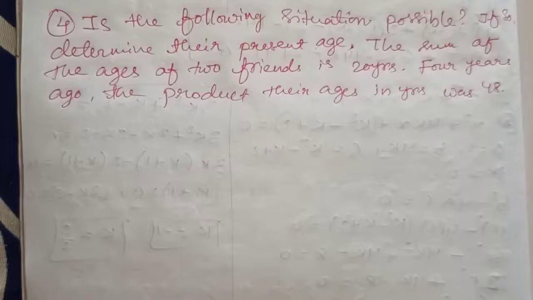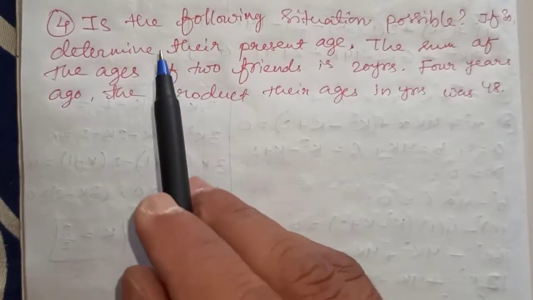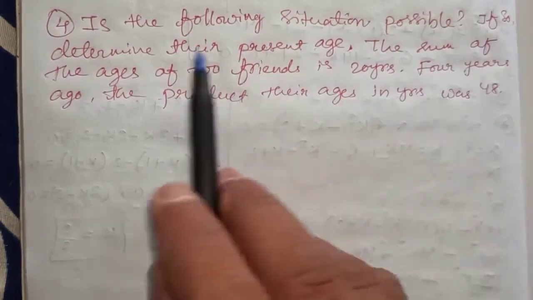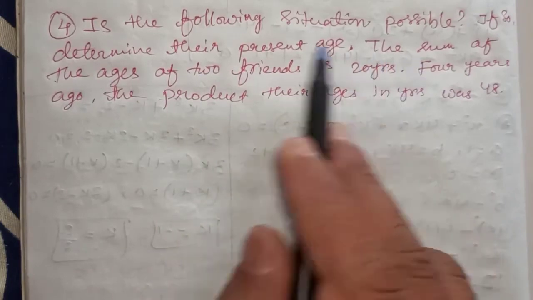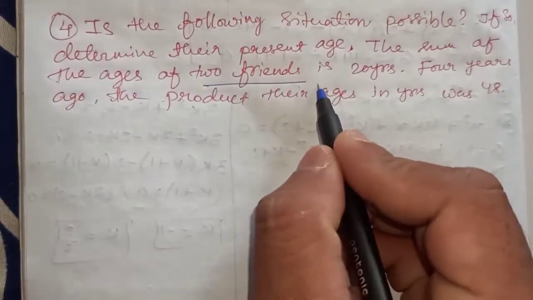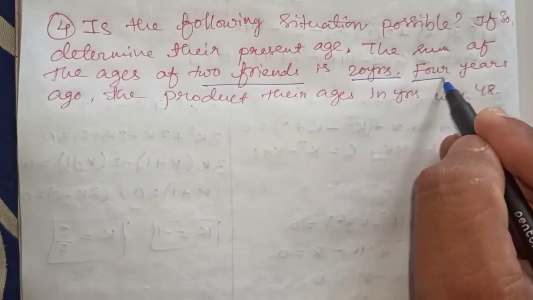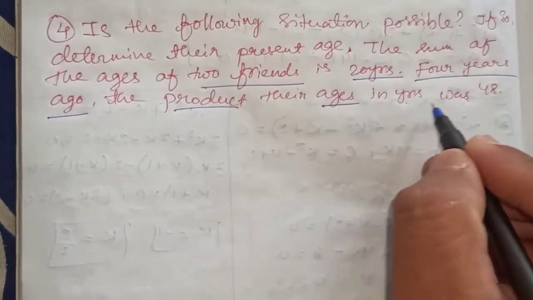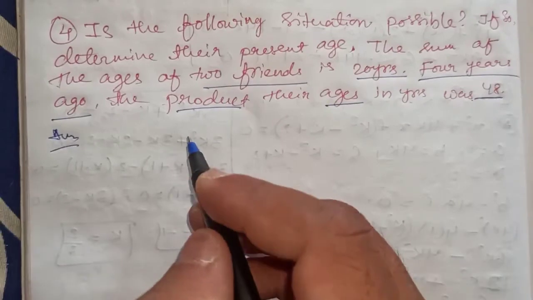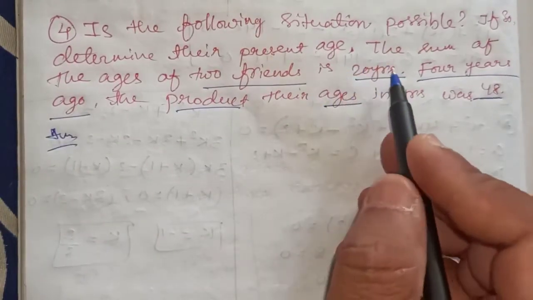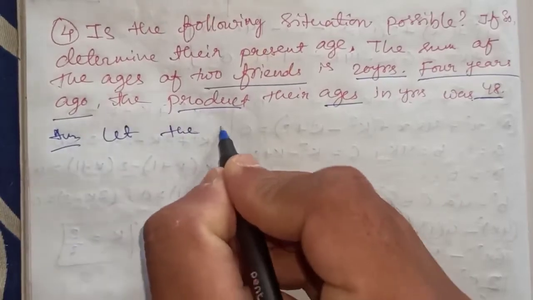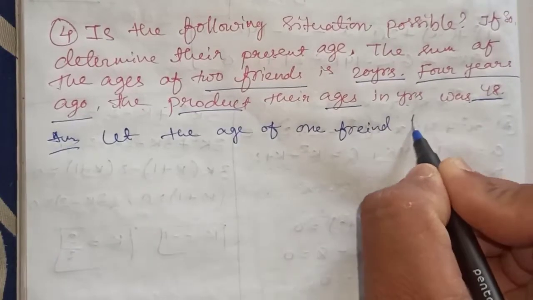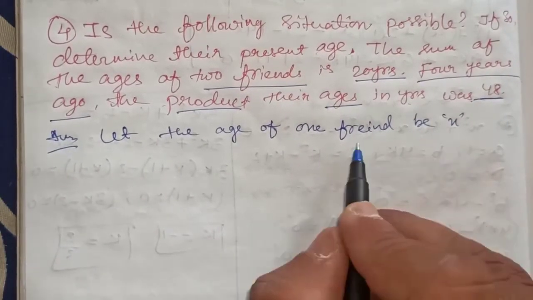Okay, next question. Now question number 4. It is given, is the following situation possible? We have to tell whether it is possible or not. If so, determine their present age. The sum of the ages of two friends is 20 years. 4 years ago, the product of their ages in years was 48. So there are two friends whose sum of ages is 20 years. Let the age of one friend be x.